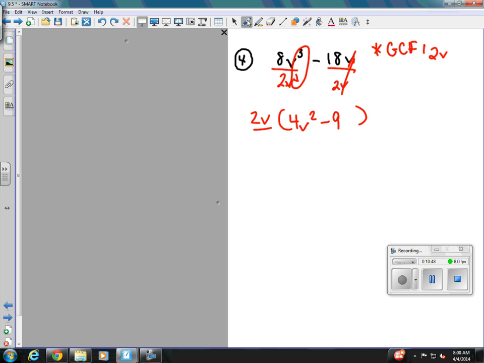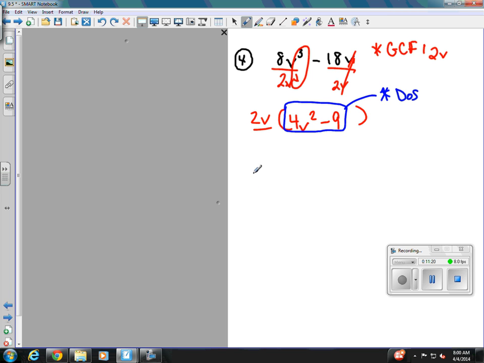So now we check inside this parenthesis. And we look, it has 2 terms, 4v squared and 9, so both those are perfect squares. It's subtraction, and 9 is a perfect square. So that makes it a DOS now inside there. So that means we're going to have to break apart our 4v squared minus 9.